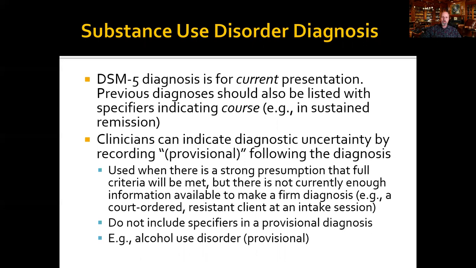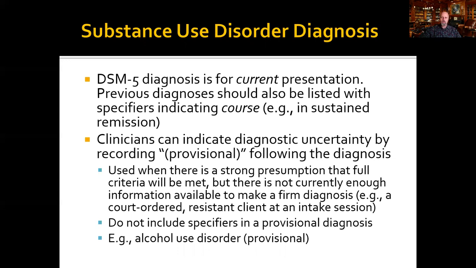For example, you could have a court-ordered resistant client who refuses to answer any questions at the intake session. However, you know that they're coming in with 3 DUIs, and the last one, they blew a .22 on a breathalyzer. Which shows that they've continually used alcohol in a physically hazardous situation. And to blow a .22, if you can still drive a car, then you've clearly developed tolerance. But because the client hasn't answered enough questions so that we can determine whether it's mild, moderate, or severe, then we would put provisional after that diagnosis.